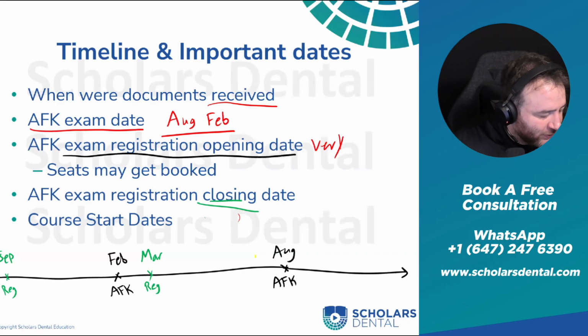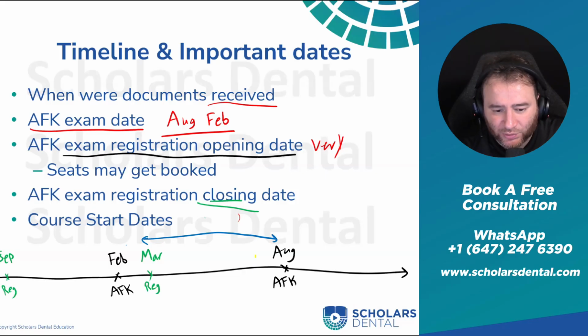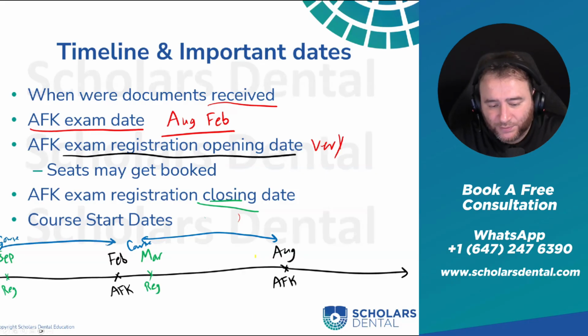And then the next important thing is to know the course start dates. So, for example, for the August exam, our courses start somewhere in between Feb and March. And for the Feb exam, our courses start around August, September. So, this is the essential course, which is 6 months, right?